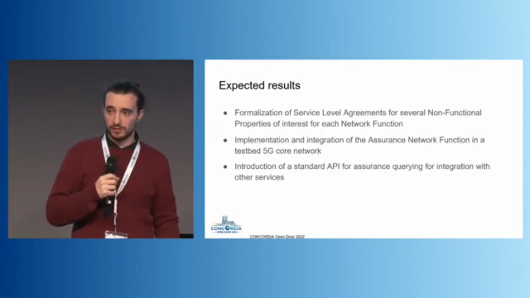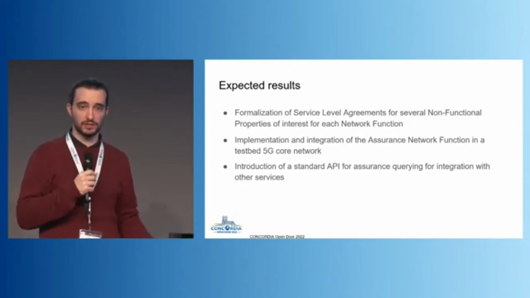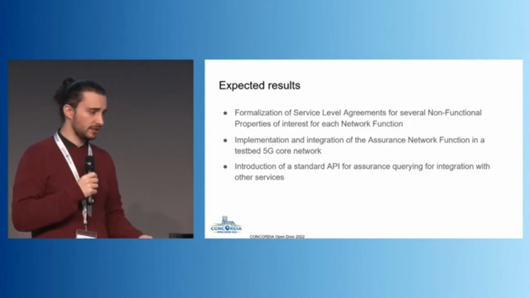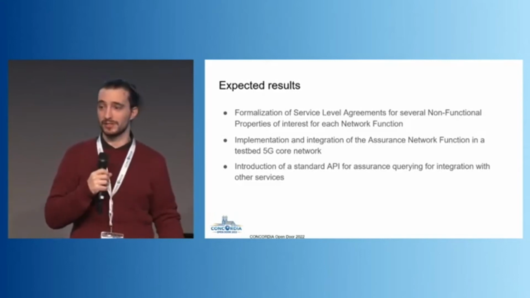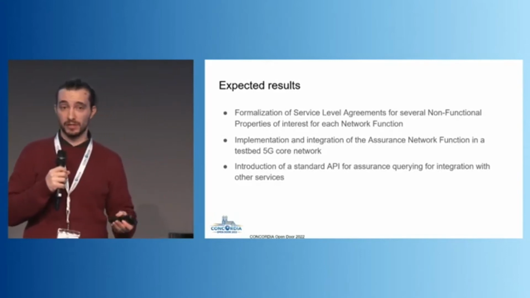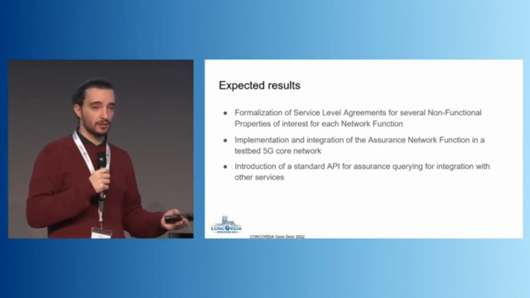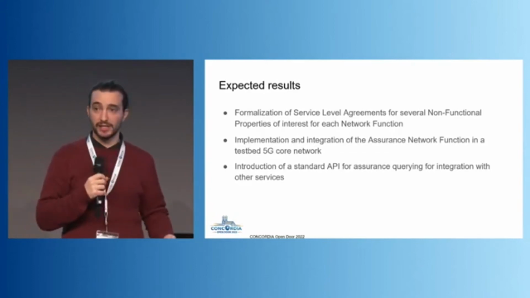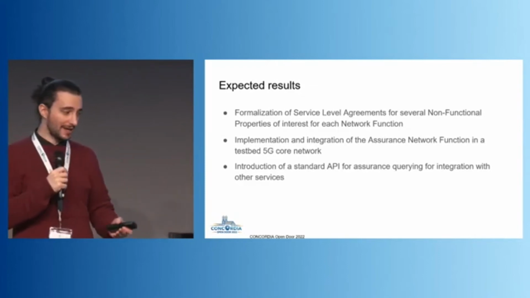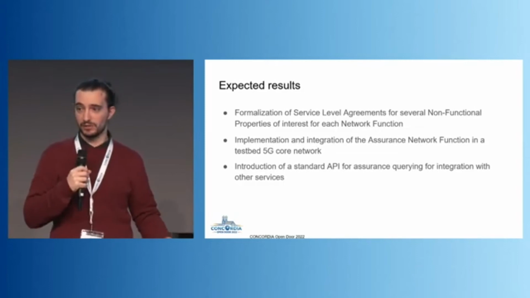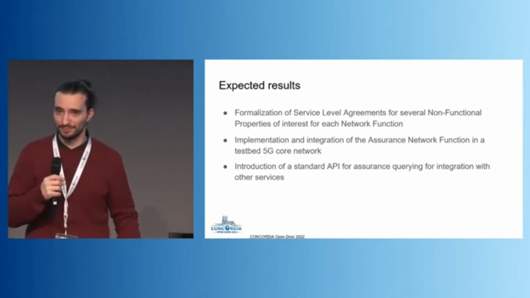So the expected results of this research project are the formalization of service level properties, the implementation and integration of the assurance network function inside the core network, and this will be implemented in a testbed network inside our lab. And finally, the introduction of a standard API that allows us to describe properties for the 5G network and to verify them through the assurance network function.